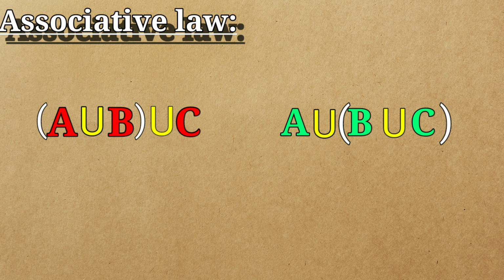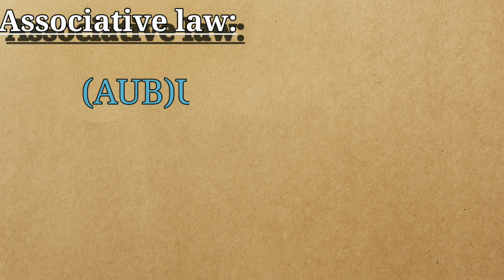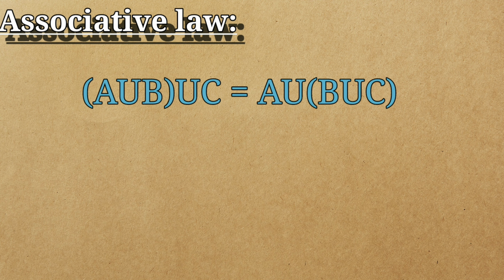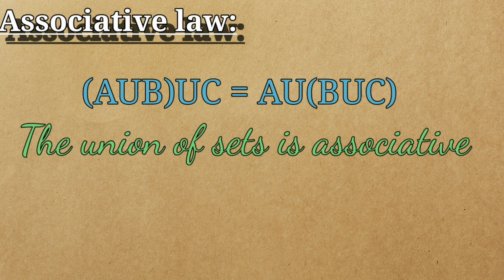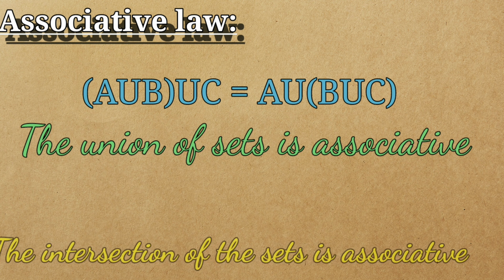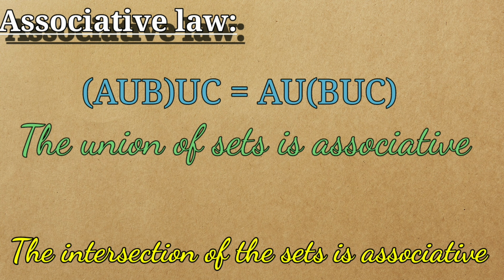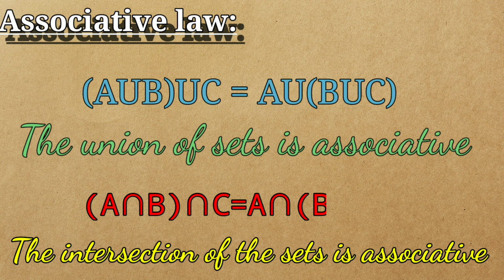In both the ways you will get the same result, that is A union B union C is equal to A union B union C. This is known as associative law. So the union of the sets is associative. Similarly, the intersection of the sets is also associative. That is, A intersection B intersection C is equal to A intersection of B intersection C.